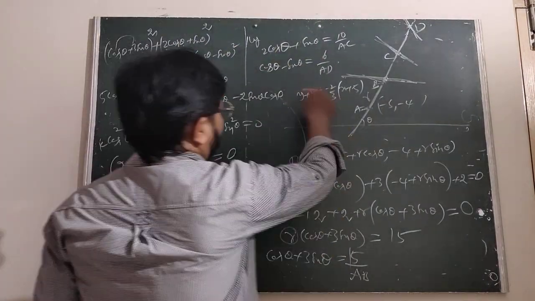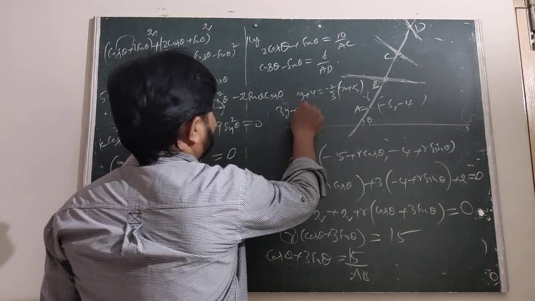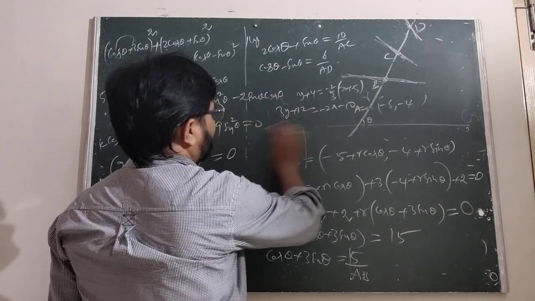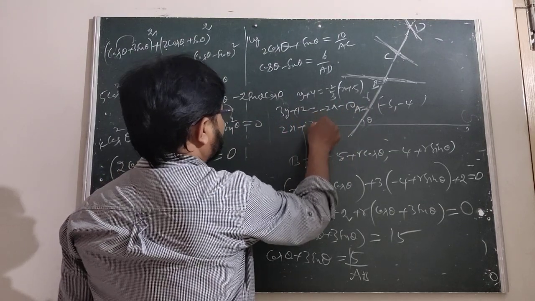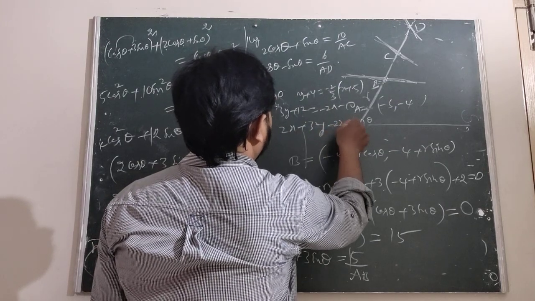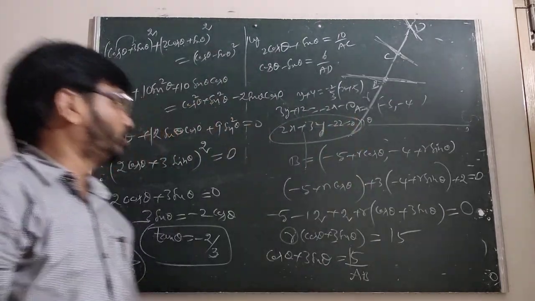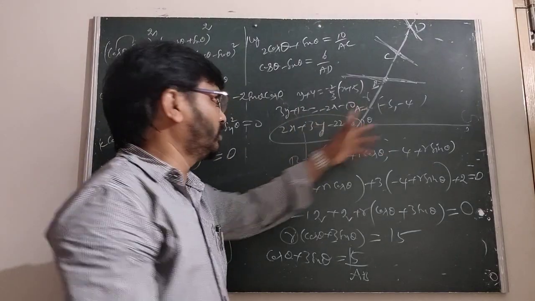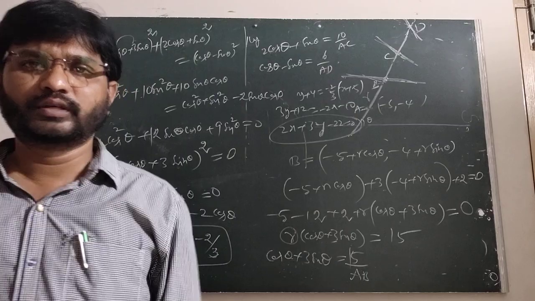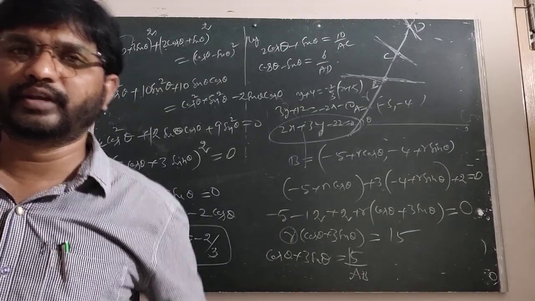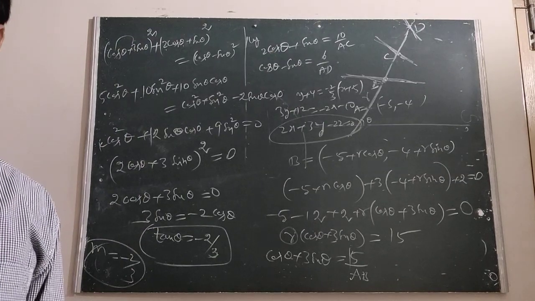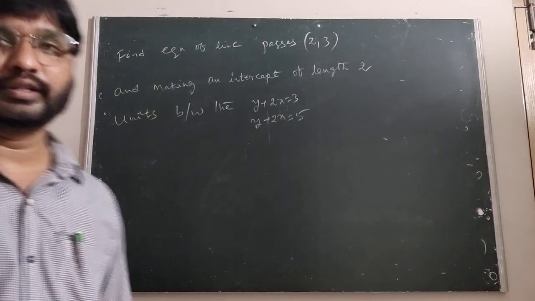Therefore, now we can take here 3y plus 12, now this is minus 2x minus 10. These are sending to the other side: 2x plus 3y minus 22 equal to 0. 2x plus 3y minus 22 equal to 0 is the required solution. Okay, is it clear? This is one of the very important models, already given in the previous IIT question. Okay. Now we are going to the next one.